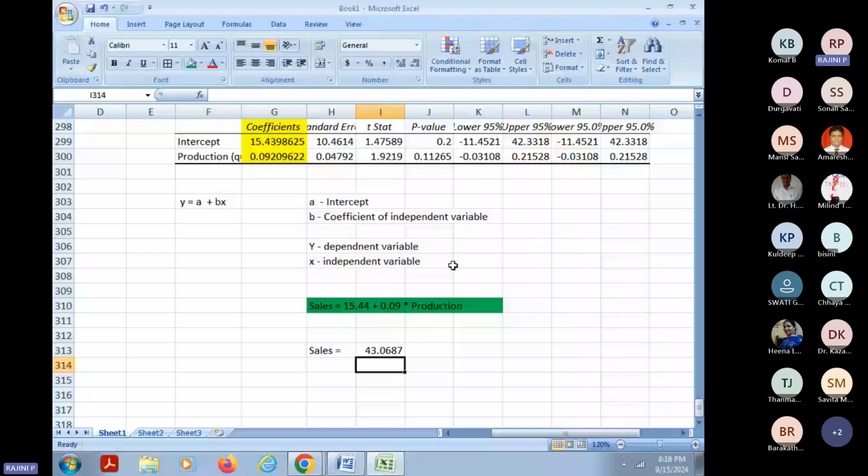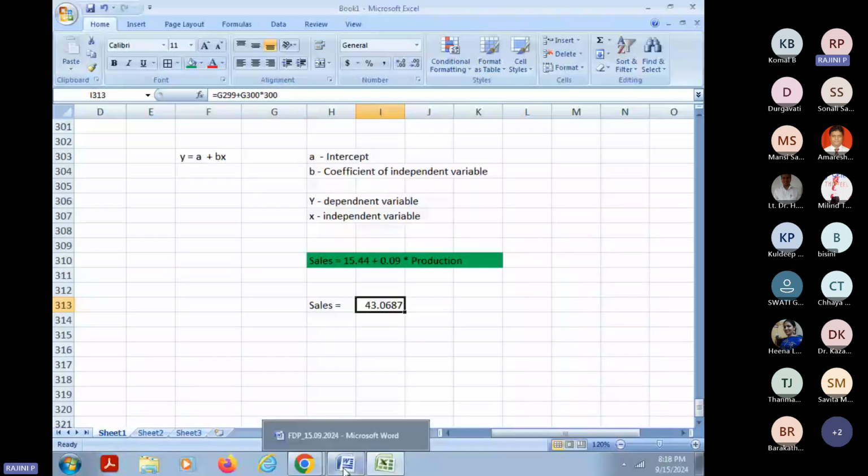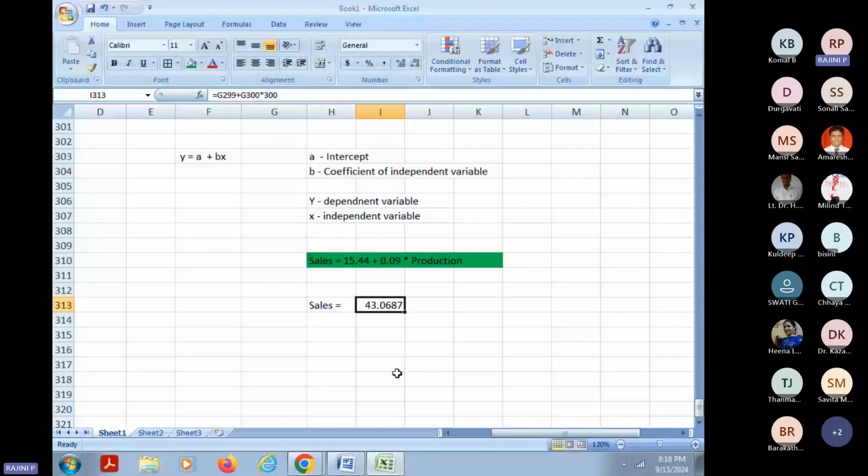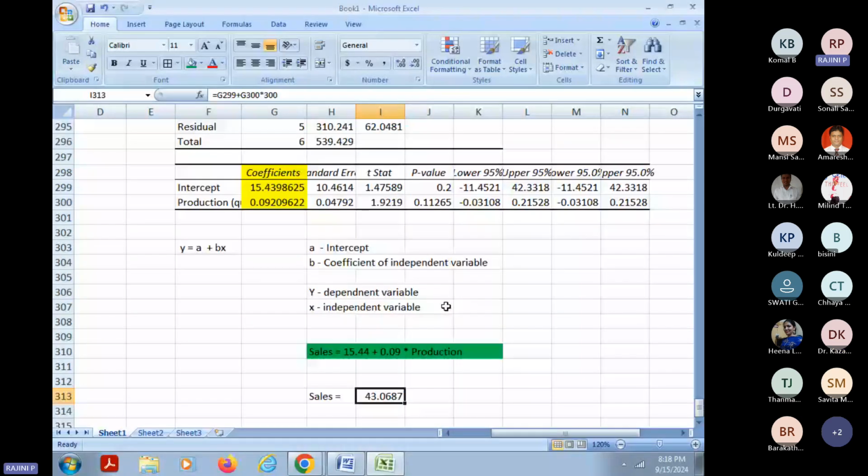Is it clear? Is regression clear? Am I audible? Ma'am, you're audible, but the calculation was a little fast. We couldn't read what was there in that coefficient. I did not understand. Can you speak a little louder? Here, a lot of disturbance is there. The terms you're using, coefficient and everything, are not clear. From where did you get the intercept and production coefficient? Yeah, I'll tell you, ma'am.